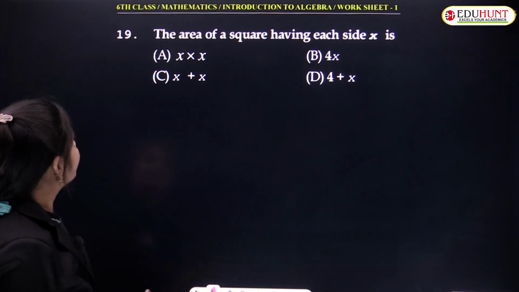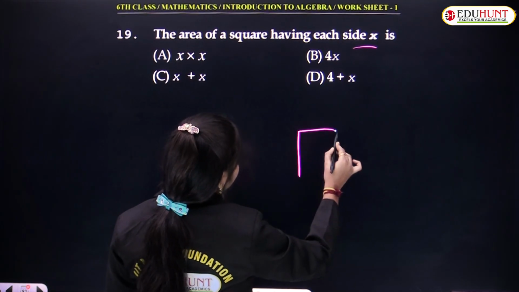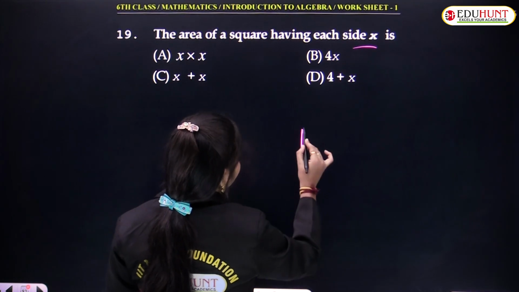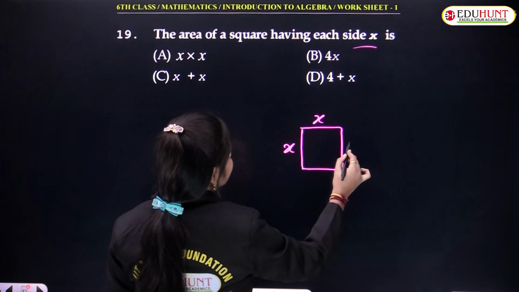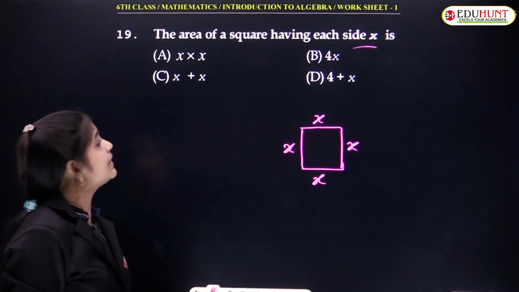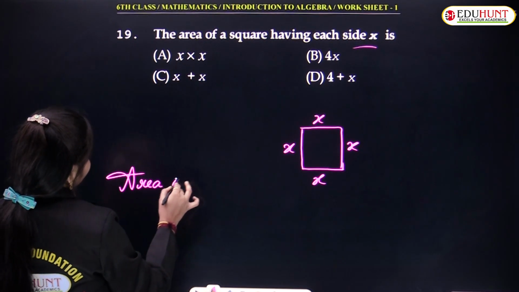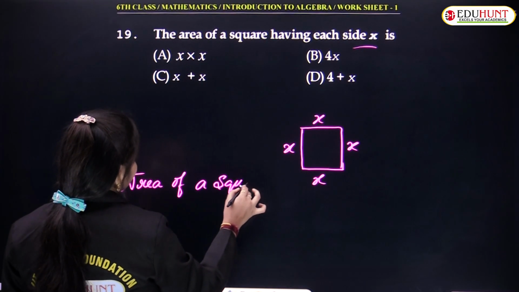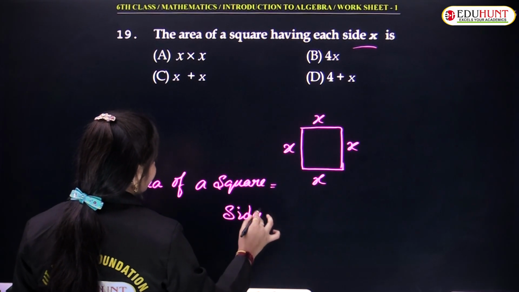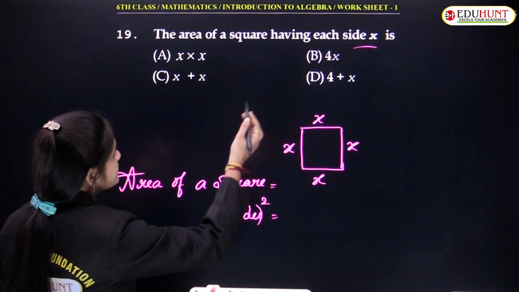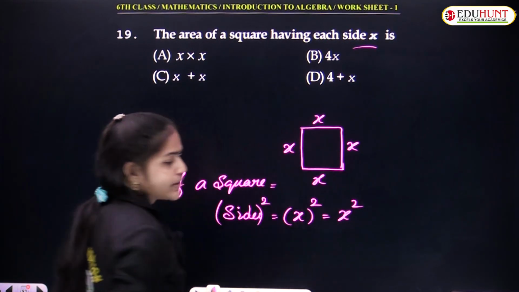And 19th question, see that the area of a square having each side as x. Square is there, no? In a square, each side as x centimeters or x meters. Then here what is that? Area of a square formula. Area of a square is equal to side square only, no? Side square. So side is equal to what they given here? X square, which is equal to x square.